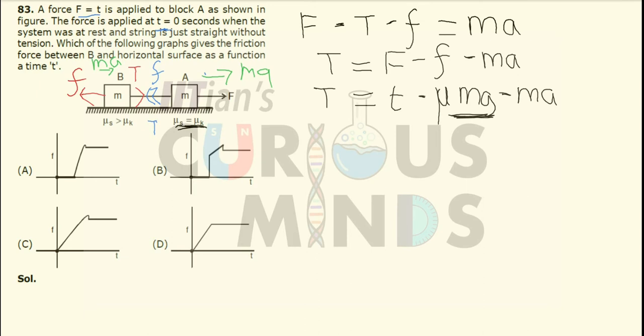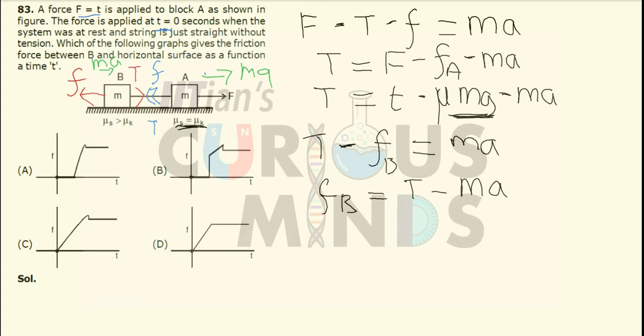Let us calculate for block B. For block B, tension is in the forward direction and the friction force is in the reverse direction, which will be equal to ma. Now over here we have to plot the f as per time. This was for block A, and this is the friction force for block B. So the friction force for block B will be equal to T minus ma.